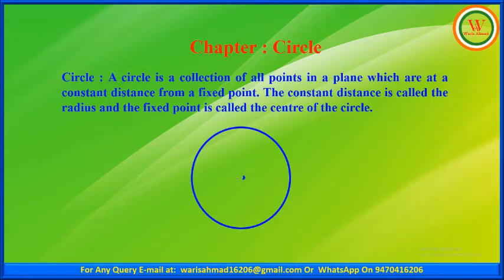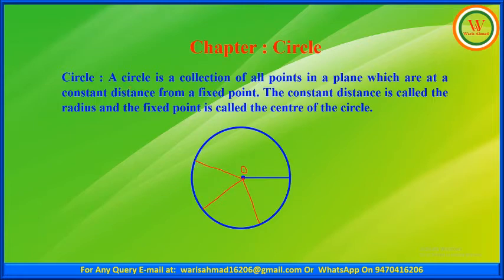Here, this point O is termed as the center of a circle, and the distance from this point O, or we can say center, to the edge of circle is termed as radius. The radius of circle is always equal. This line is also representing the radius, and so are these other lines.